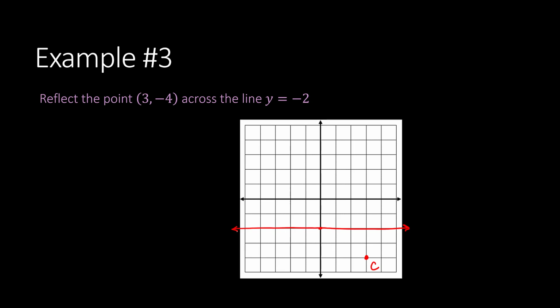We only count boxes to the line of reflection: 1, 2. C is 2 boxes away from the line of reflection, so count 2 boxes to the other side: 1, 2. And this would give us our C prime, (3, 0). So always count to the line of reflection. That's why it's important that we draw that in. Use a highlighter or something potentially to make it really stand out.